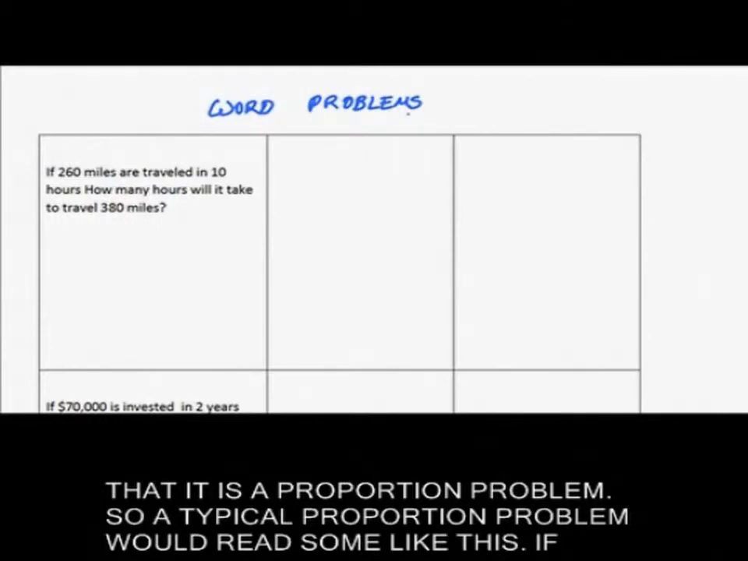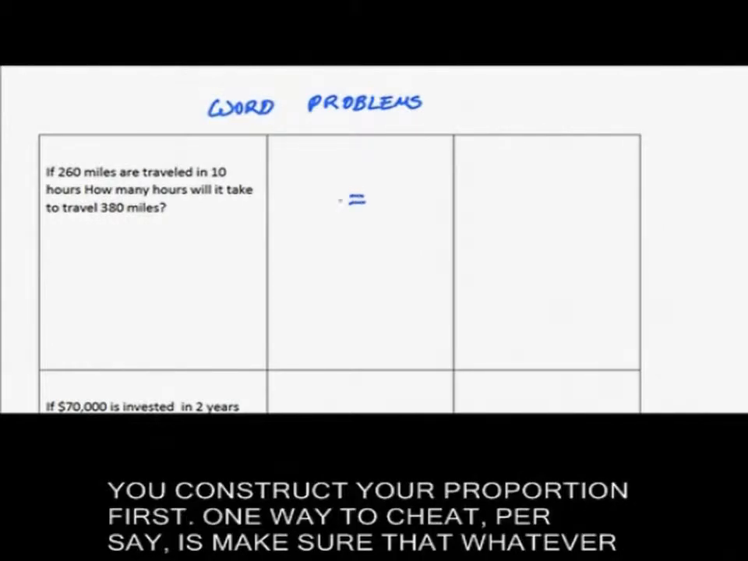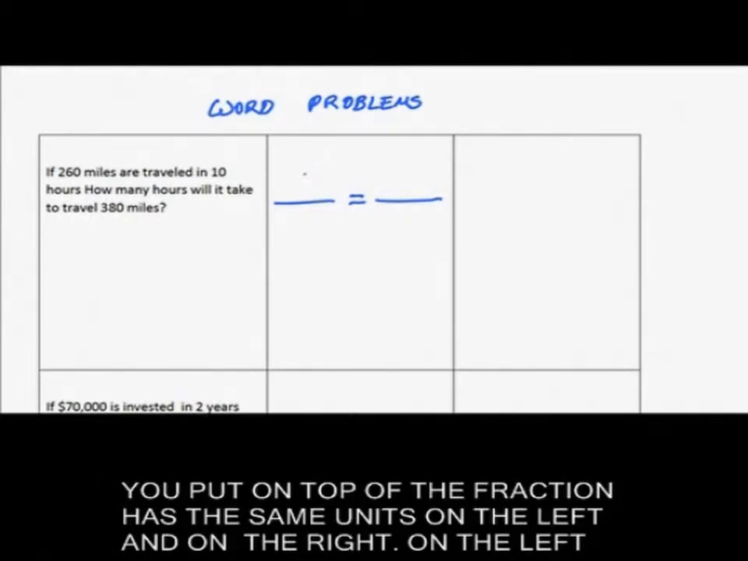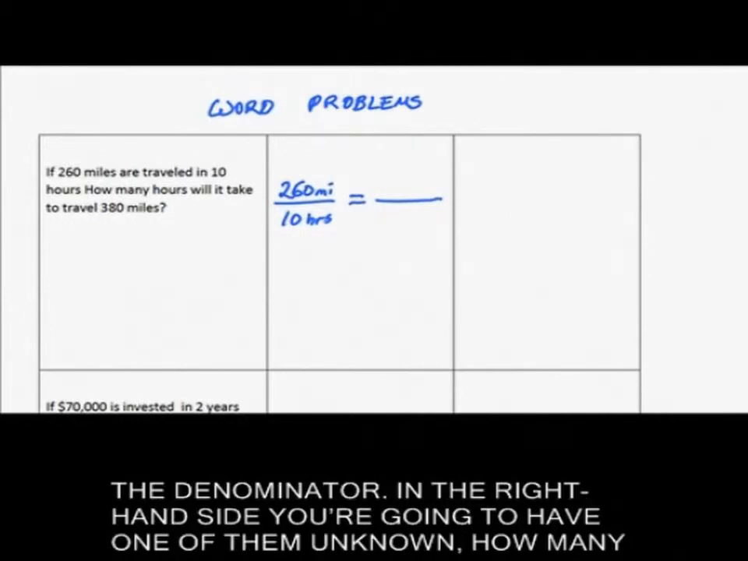A typical proportion problem would read something like this. If 260 miles are traveled in 10 hours, how many hours will it take to travel 380 miles? You construct your proportion first. One way to cheat, per se, is to make sure that whatever you put on top of the fraction has the same units on the left and on the right. On the left we have 260 miles and 10 hours, so miles is on the numerator and 10 hours in the denominator.